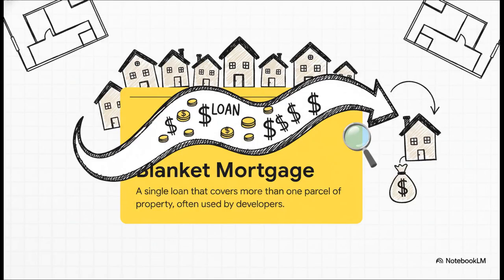Okay, picture this. A developer is building a whole new subdivision. Are they going to get 100 different loans for 100 different houses? No way. They get one giant loan called a blanket mortgage that covers the whole tract of land. And the cool part is, it usually has what's called a release clause. So as they sell off each house one by one, they pay back a piece of the loan, and that specific house gets released from the mortgage.